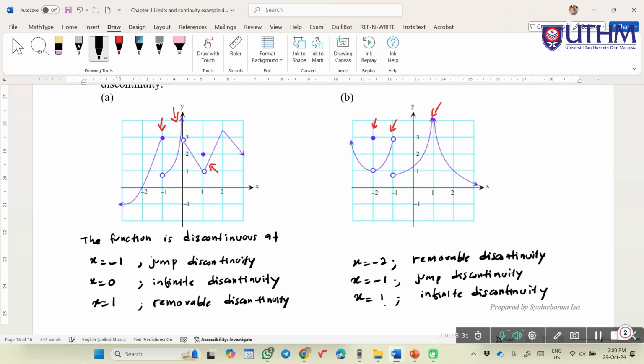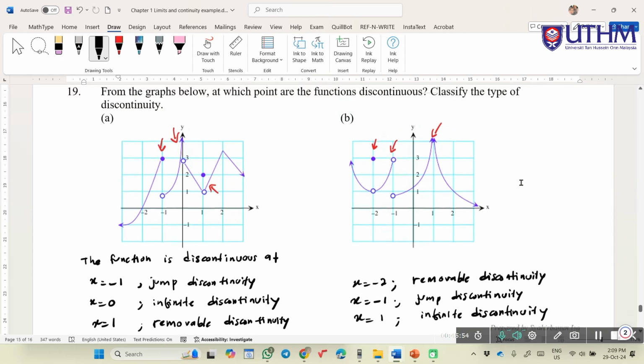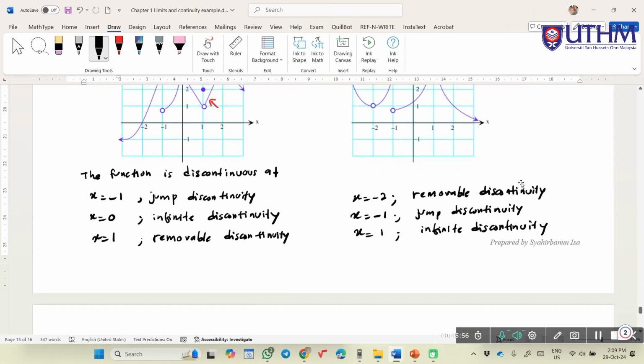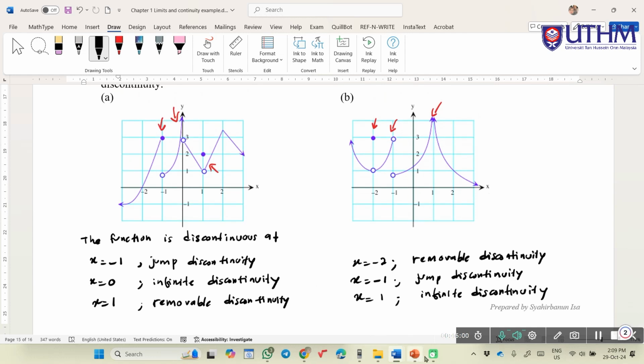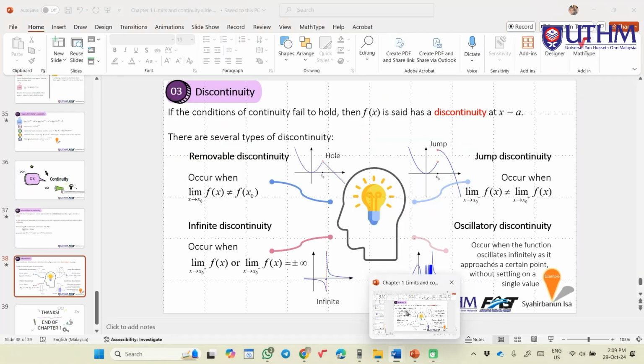For the oscillatory discontinuity, the example is obviously sine or cosine, because the function oscillates and does not approach any point. I think this is the last example for continuity and discontinuity. So I will stop here for this example about continuity.